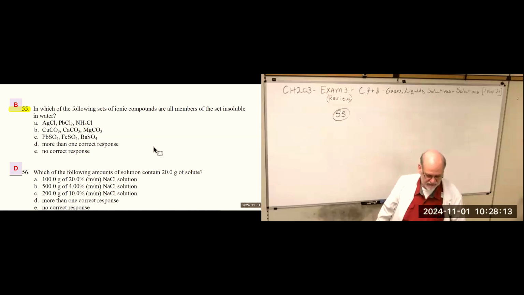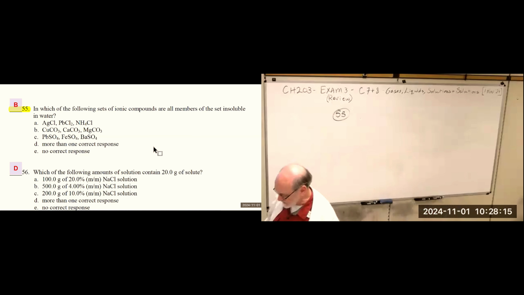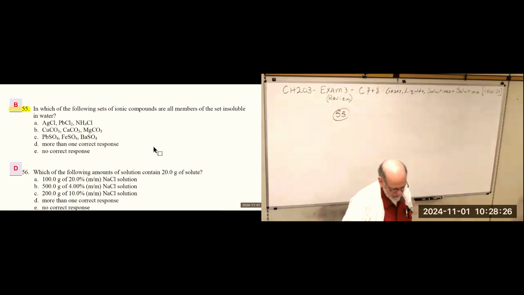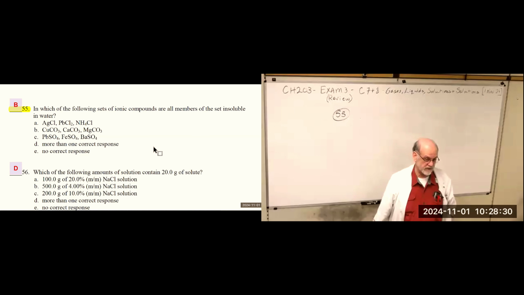B, carbonates. Most of the carbonates are insoluble. We look at carbonate. Here it is, carbonates. The only soluble carbonates are sodium, potassium, and ammonium, and those are not there. So B, all of those are insoluble. All the carbonates are insoluble.